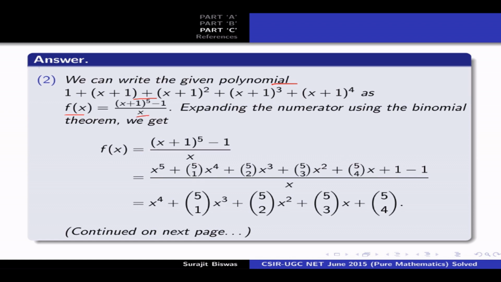Expanding the numerator using the binomial theorem, we get f(x) equal to this, where (x+1)^5 is this, minus 1, divided by x, and from here we have this expression. Here we can apply Eisenstein's criterion to see that 5 choose 4 is equal to 5, so 5 square does not divide this quantity, but 5 divides each of these coefficients: 5 choose 1, 5 choose 2, 5 choose 3, and 5 choose 4. Therefore f(x) is irreducible.